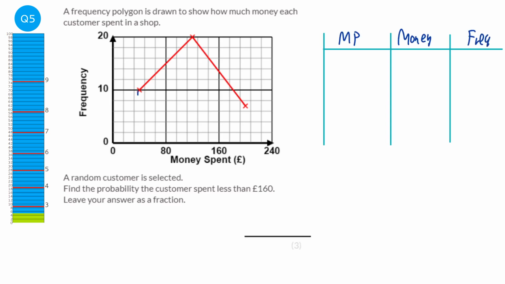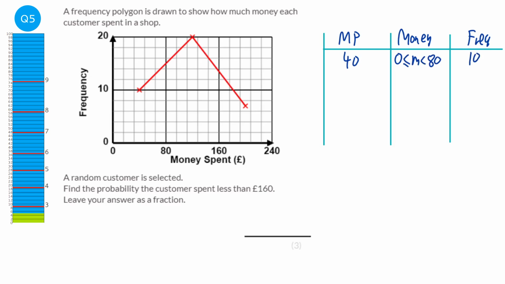So the first midpoint is at 40, and we can see here that that was between, like that was in this group here. So that is 0, and I'm just going to use M for money, 0 to 80, and the frequency is how high it is, which is 10.